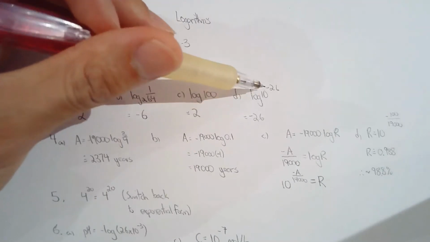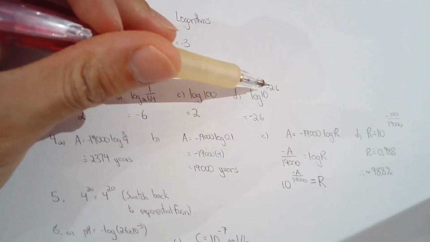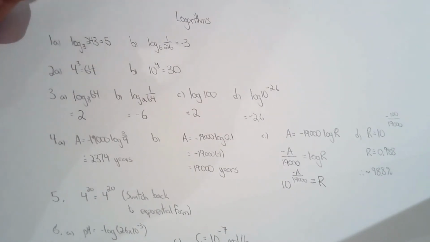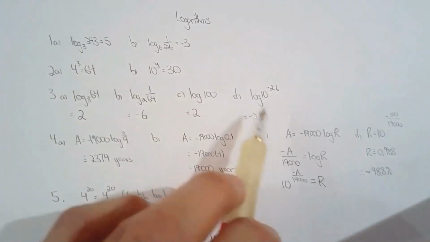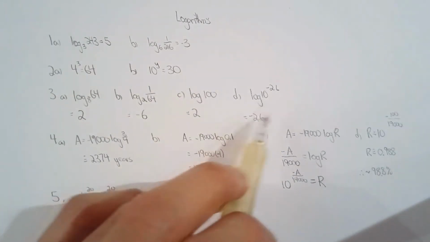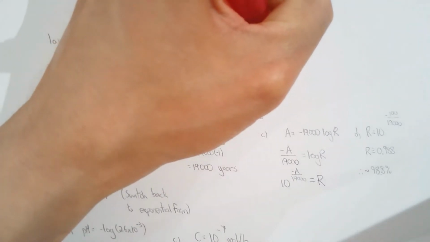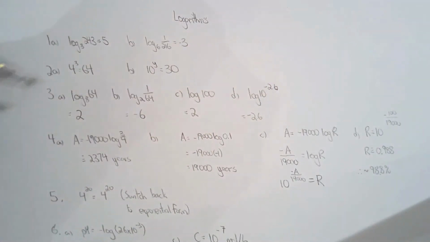This one is a little interesting. So 10 to the power of what is 10 to the power of negative 2.6? It's actually a very silly question. Of course the answer is negative 2.6. And later on we're going to learn a logarithm law that's going to help us evaluate this logarithm. But for now, you just have to apply the logic that I just said.